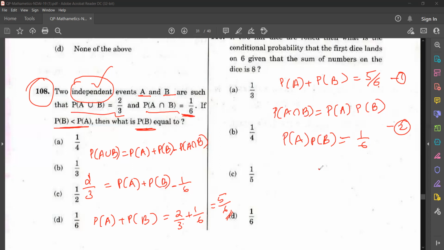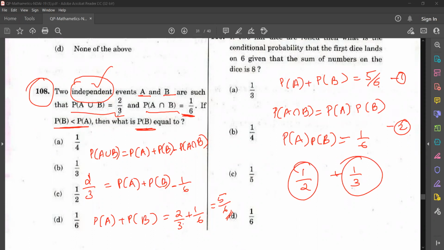When you add, you have to get 5 by 6. When you multiply, you have to get 1 by 6. So that can be 1 by 2 plus 1 by 3, isn't it? That means when you add, you will get 5 by 6. When you multiply, you will get 1 by 6. So two numbers are 1 by 2 and 1 by 3.